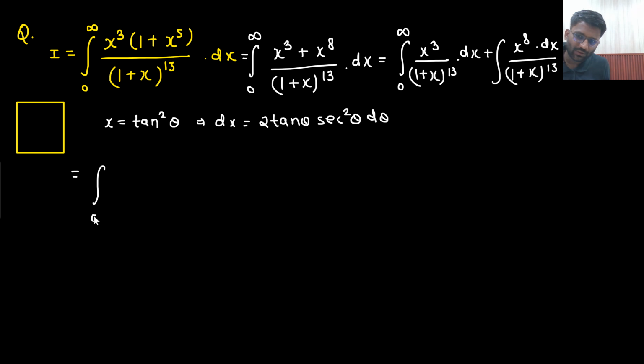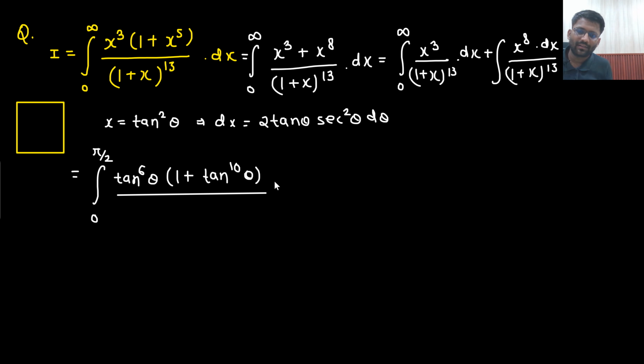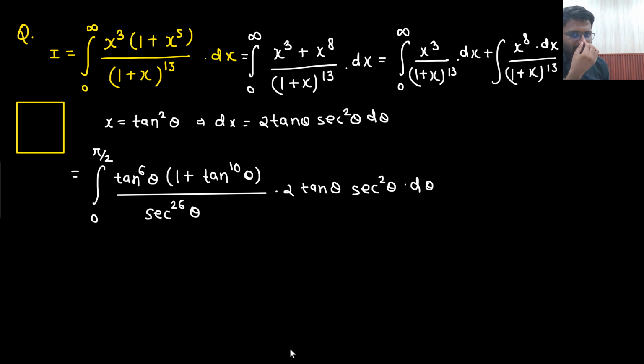What I will do: 0 to pi by 2. x is tan square theta. So this will become tan to the power 6 theta into 1 plus tan square theta divided by 1 plus tan square theta will become sec square theta. So this will become sec to the power 26 theta dot 2 tan theta sec square theta dot d theta. Right? Understandable?